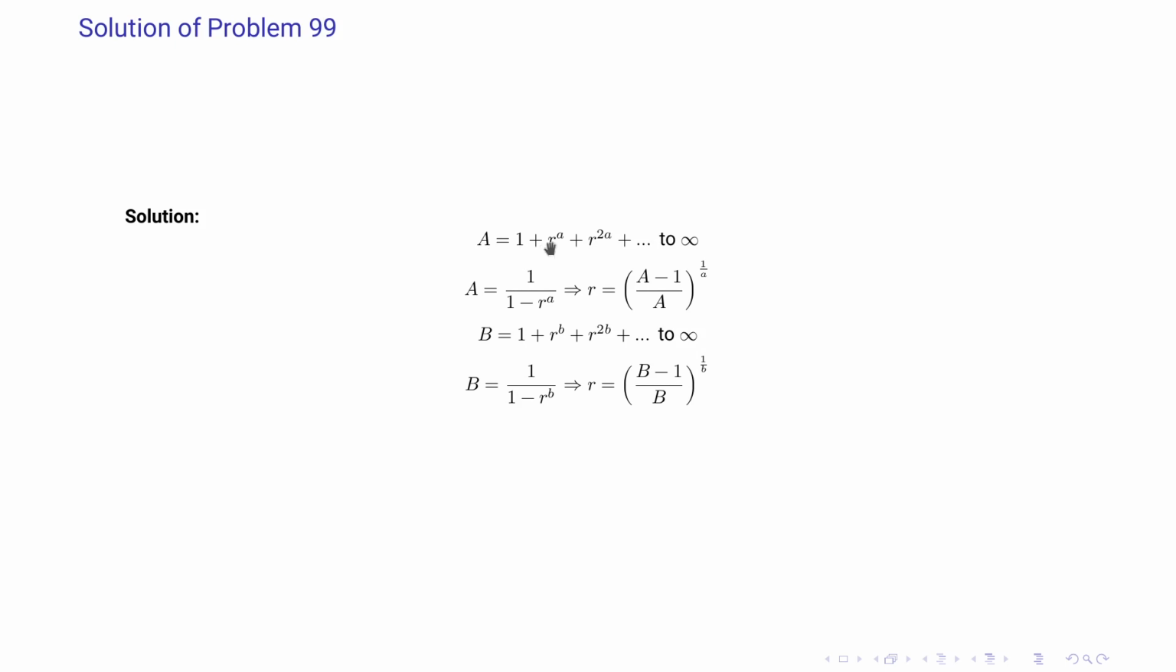A is an infinite series with a common ratio r to the power a. So we can write A is equal to 1 by 1 minus r to the power a. From this, if you solve this, r will become (A minus 1 by A) whole to the power 1 by small a. Similarly, for the second series, r would become (B minus 1 by B) whole to the power 1 by b. And since both are equal to r, we can prove the equality. We have proved the equality.